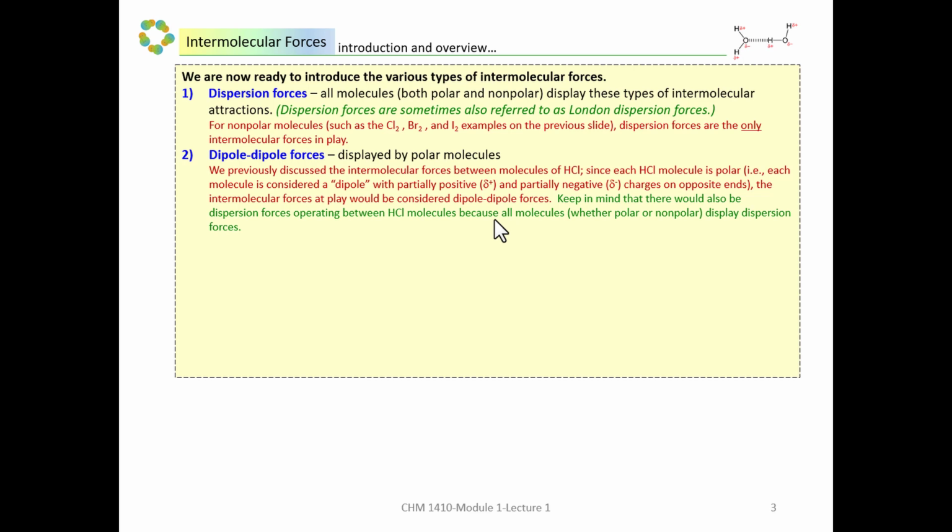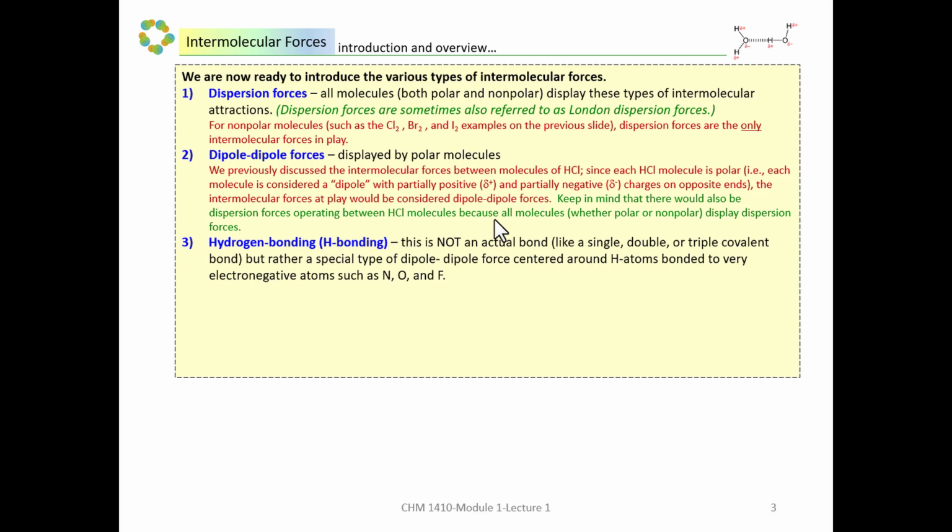Now, since each HCl molecule is polar, in other words, each molecule is considered a dipole with partially positive and partially negative charges on opposite ends of the molecule. Dipole means it has 2 different charges on 2 ends of the molecule. The intermolecular forces at play in HCl would be considered dipole-dipole forces. Keep in mind that there would also be dispersion forces operating between HCl molecules because all molecules, whether polar or nonpolar, display dispersion forces.